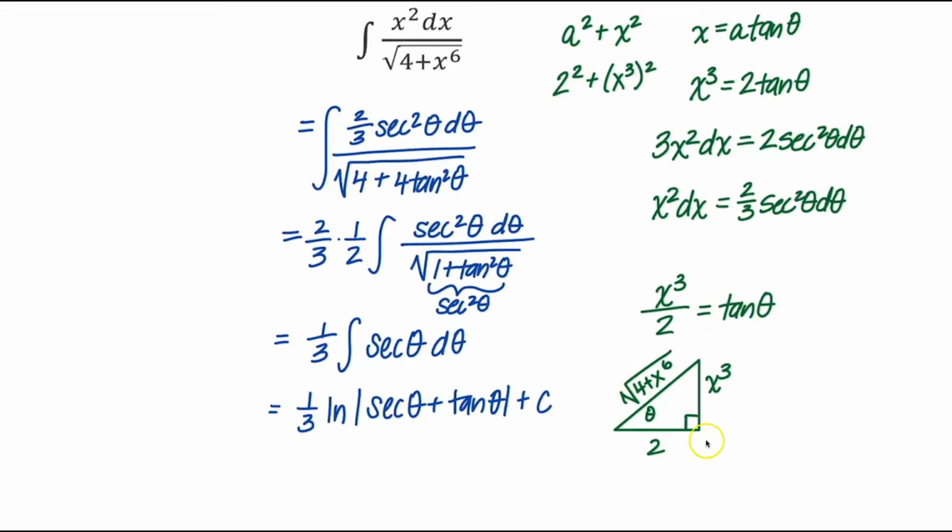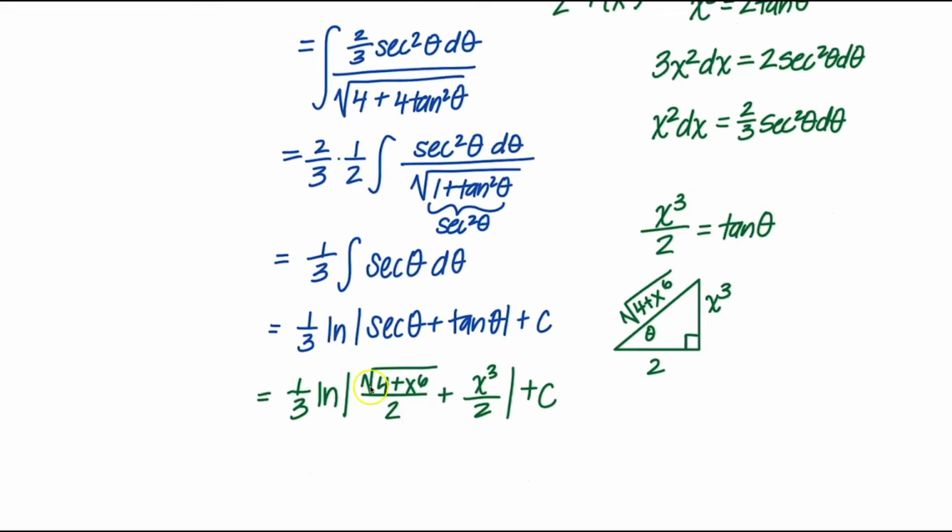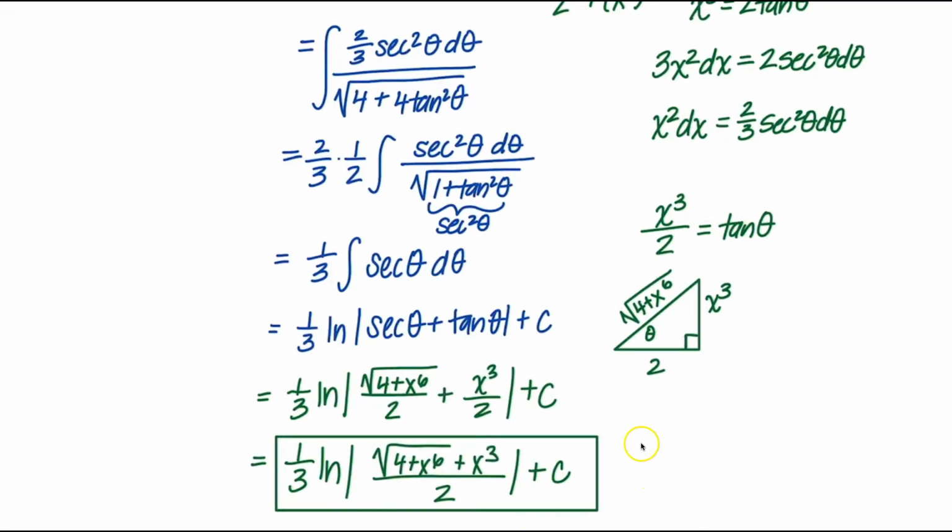So we want to try to get pretty good at the mental math involved in finding the missing pieces of a right triangle. So now secant is the reciprocal of cosine. So instead of adjacent over hypotenuse, it's going to be hypotenuse over adjacent. So we're going to have 1/3 the natural log of the hypotenuse, square root of 4 plus x to the 6th, over the adjacent side 2, plus, again, tangent theta was just x cubed over 2, plus c. And these have common denominators, so we can write it all as 1. So here we have our final answer.